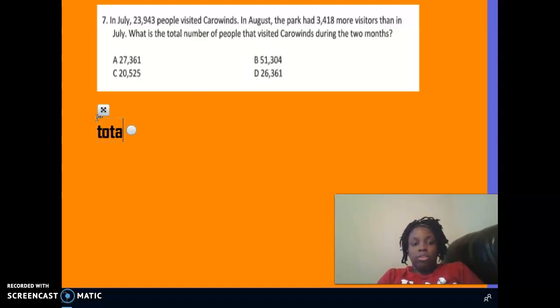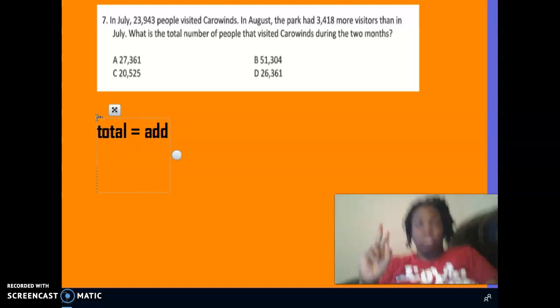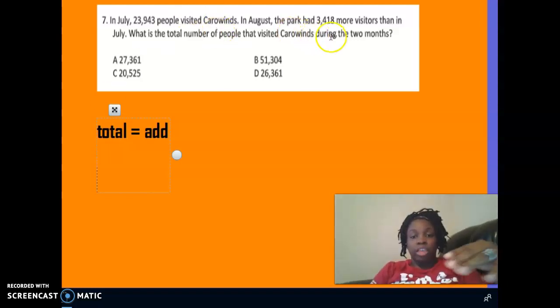Good, total. So I know total means that I need to add. So this is an addition problem, but honestly, this is more than just 1-step addition. This is 2-step because it's 3,418 more. So you've got to figure out what August is and then add August and July. But this is an addition problem.